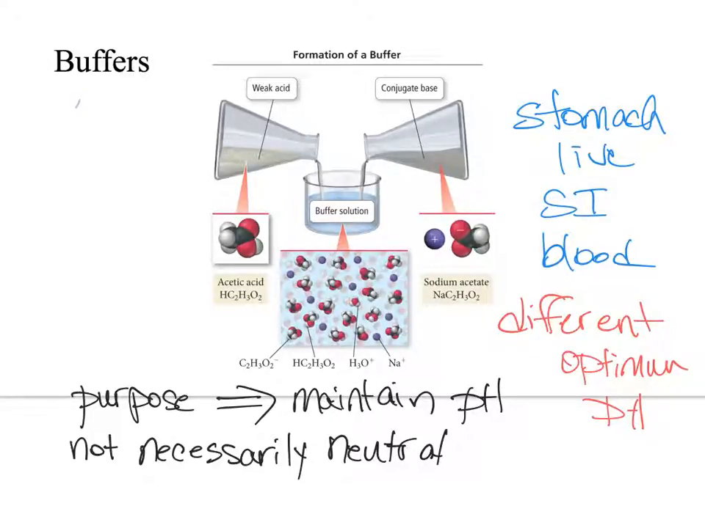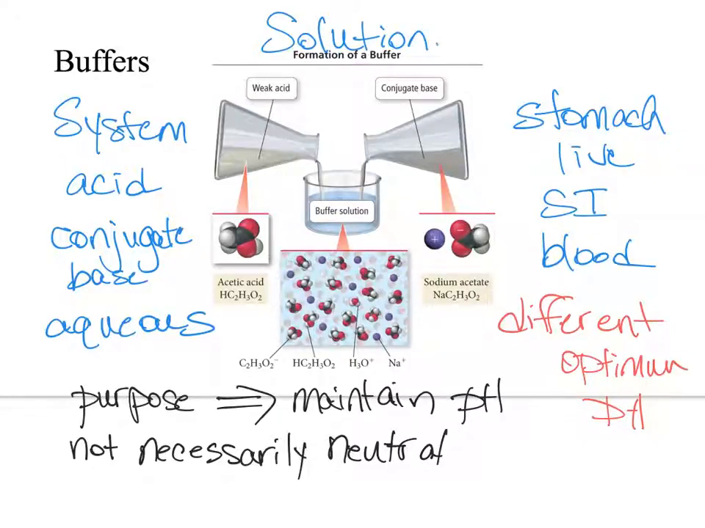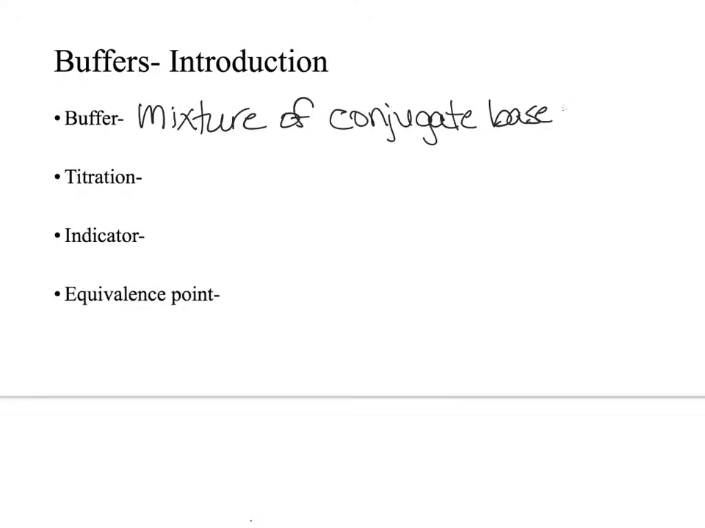Right, so if we're looking at a buffer system, we would expect to see an acid, a conjugate base, in some sort of aqueous environment. All right, so it is a solution or a mixture. That is, there's more than one type of compound or element. Let's go ahead and formally define these terms. Buffer, as I said, is a mixture or solution of a conjugate base, acid, pair.